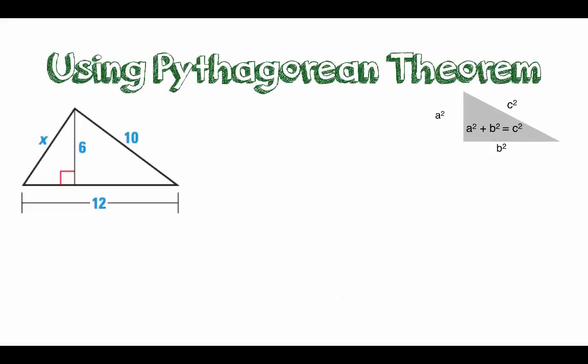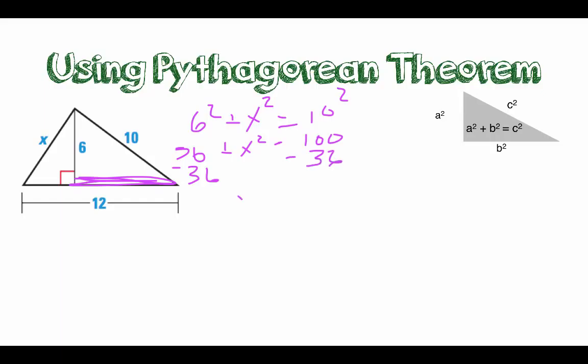Now this one, again, it's the same idea. We want to know basically what is x, which means we have to figure out what this bottom leg is out of 12. So what we have to do is take our 6 squared plus x squared equals 10 squared. Jumping ahead, 36 plus x squared equals 100. Subtract 36, subtract 36. X squared equals 64. X equals 8. All right, so now we know that that's 8.